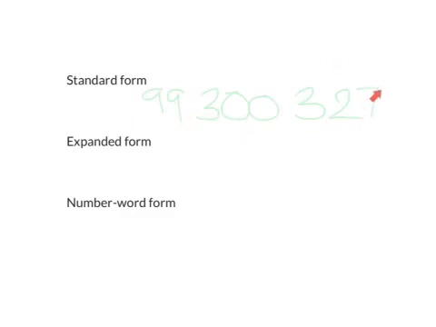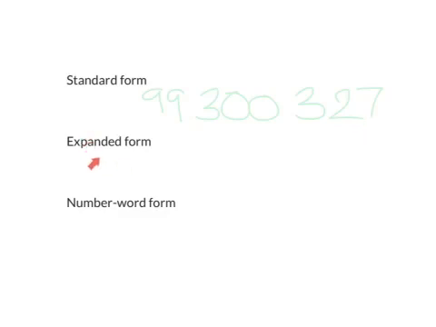So this is, again, our units period. This is our thousands period. This is our millions period. If I was to say this number, it would be 99,300,327. So again, each of these is said separately, and then they're put together.